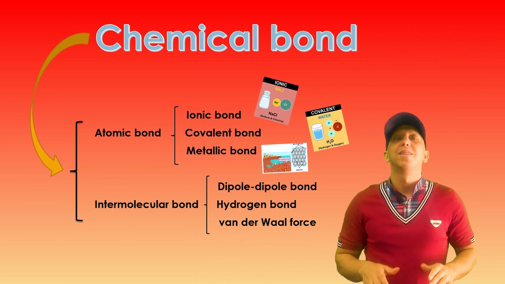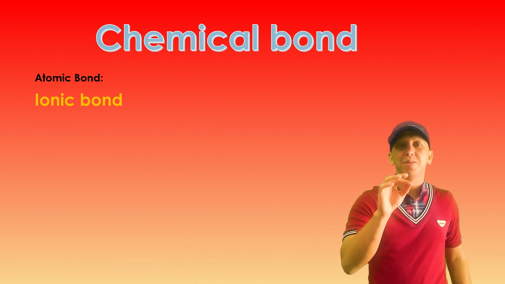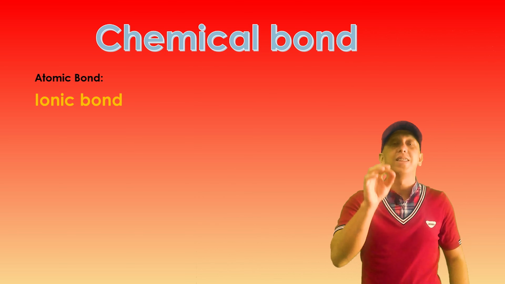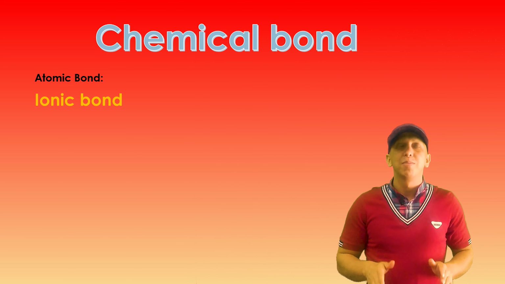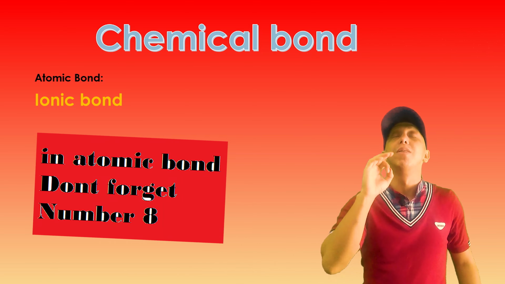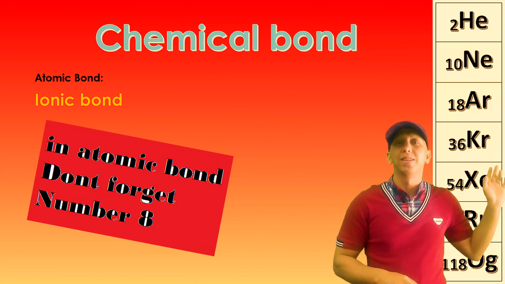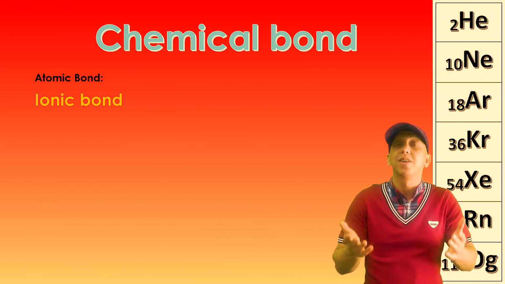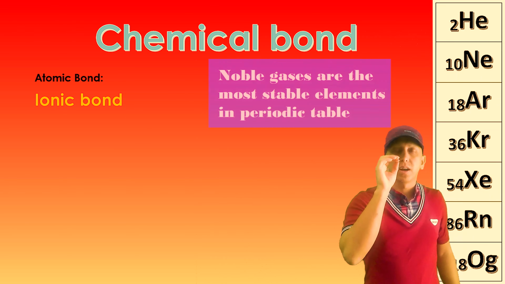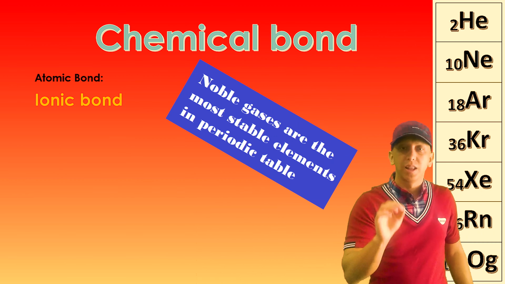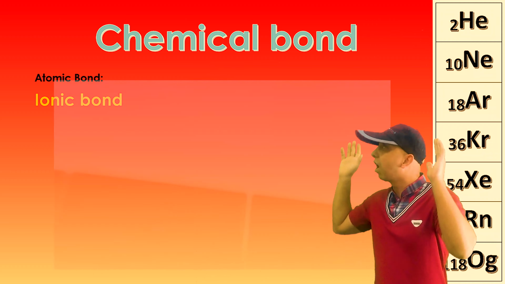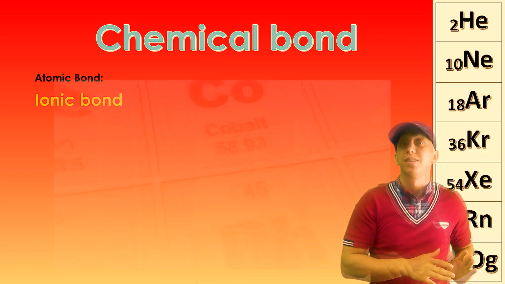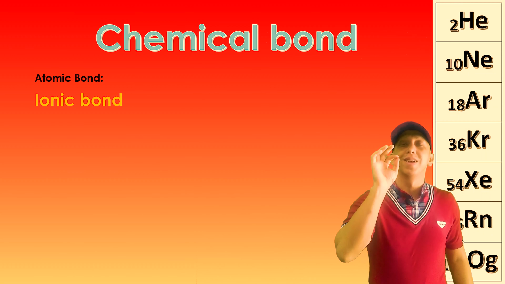At first, let's talk about the ionic bond. I have to tell you something that might be unusual for you, but at the end you'll find that it is so useful. For atomic bond, don't forget number 8. You know why? Because noble gases end up their last shell with 8. But why are noble gases so important? Because the noble gases are the most stable elements in the periodic table, and all elements prefer to be stable like noble gas. So the number 8 comes from the noble gas.